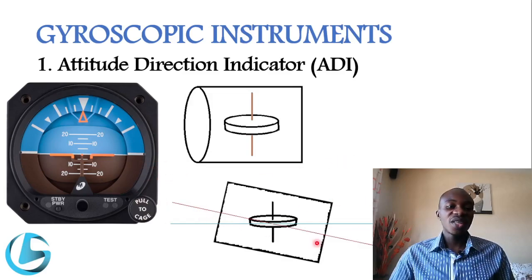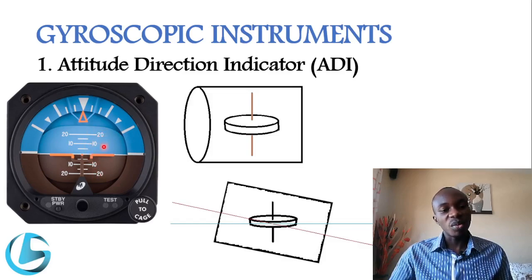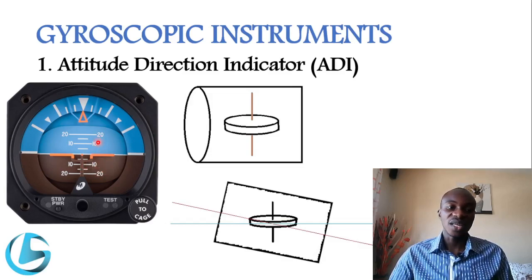If an aircraft pitches, let's say 10 degrees up, the scale of the attitude indicator will move down until the 10 degree mark is in line with the aeroplane icon, and this will indicate a 10 degrees nose up. And the same will happen for a 10 degrees nose down. So that is how pitch is indicated on an attitude direction indicator.